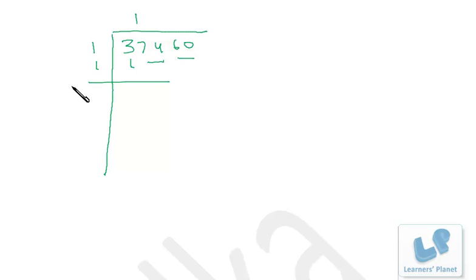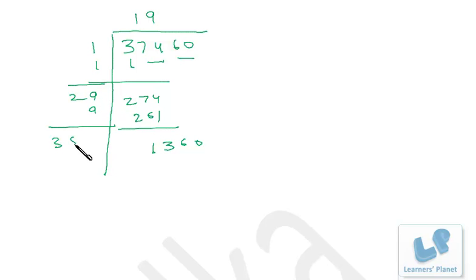Now suppose we have 37460. 111, it's 274. Now 29 into 9 is 261. Okay, so it's 3, it's 1, right? After that we have to take 60. 29 plus 9 is 38. Now 382, 2, 383, 3.